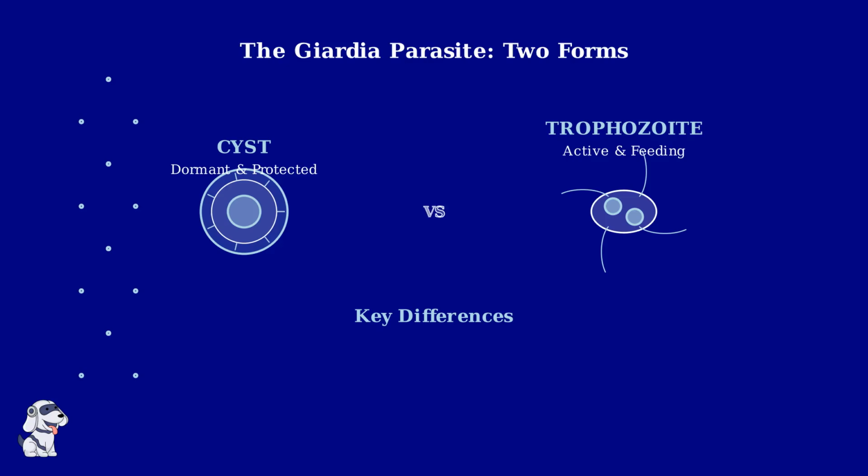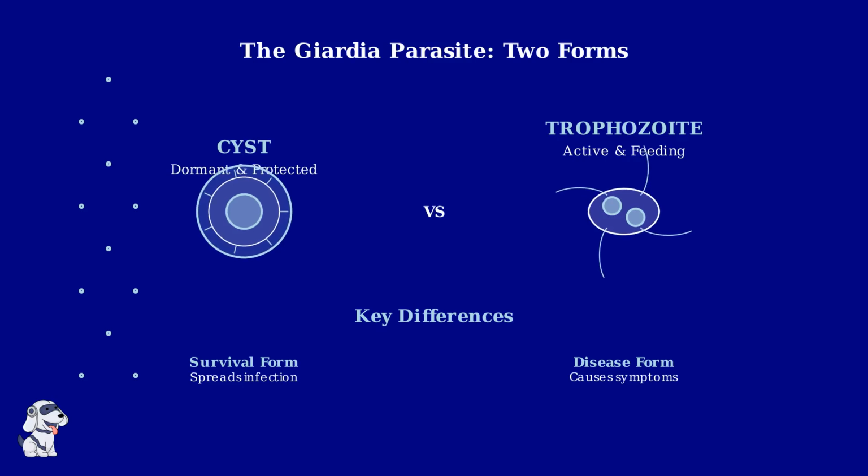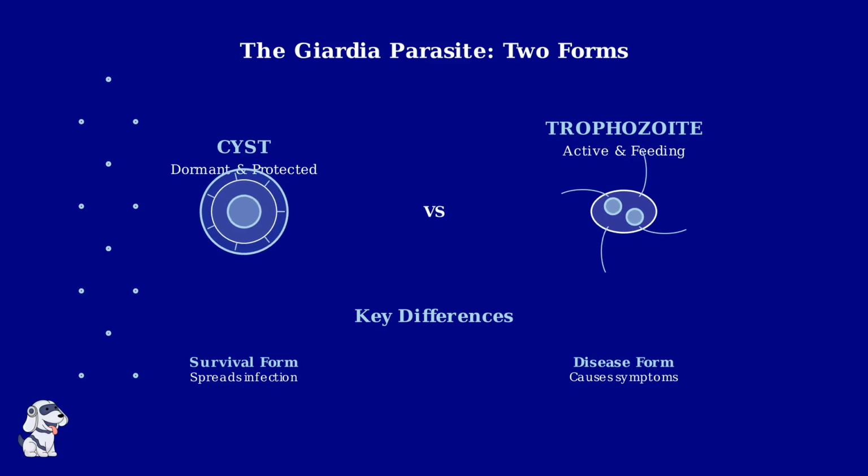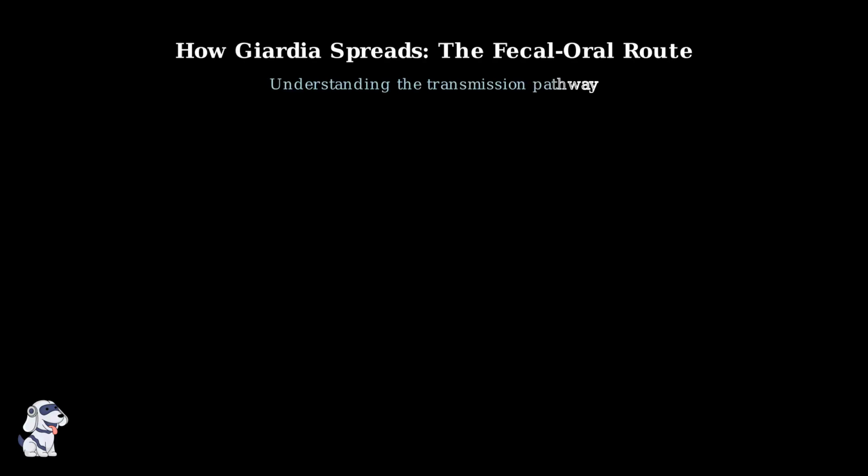Here's the key difference. Cysts are the survival form that spreads the infection, while trophozoites are the disease form that actually makes you sick. Both forms are essential to the parasite's life cycle. Understanding these two forms helps explain how Giardia infections work. The hardy cysts survive outside the body and spread the infection, while the active trophozoites cause the illness once inside your intestines.